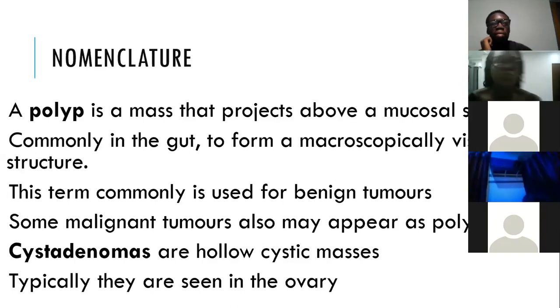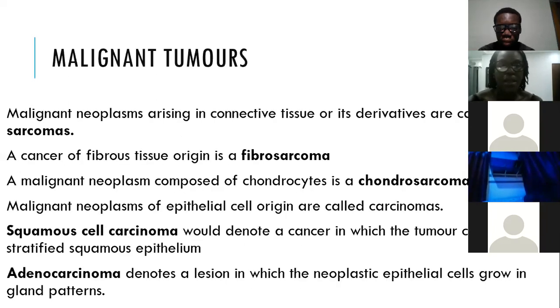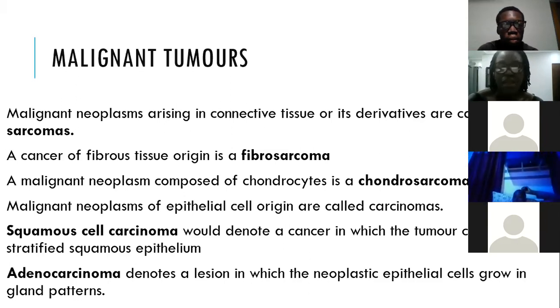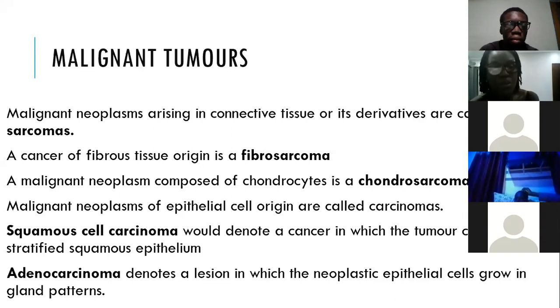Okay, sorry. So that is how the nomenclature goes. If you take a malignant tumor, usually the same nomenclature, but this one has sarcoma attached to it if it is of connective tissue origin. So we can have fibrosarcoma, chondrosarcoma. If it is of epithelial origin, it is carcinoma, such as squamous cell carcinoma or adenocarcinoma. If it is of connective tissue origin, it's sarcoma.